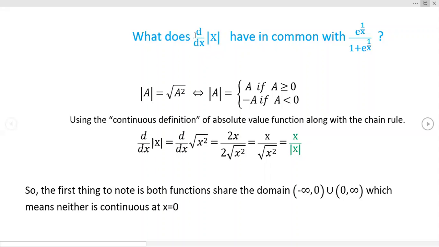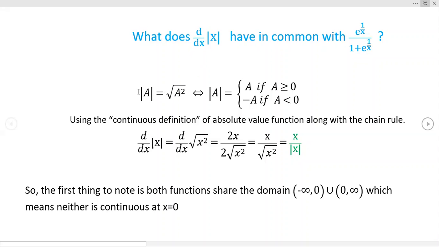So over here, we're talking about a function defined by the derivative, and over here, we're just talking about a function. So this is very open-ended, obviously, and there's probably a lot of things they have in common, but there's one thing in particular that's of interest to some of us. All right. Now, let's get busy with the absolute value.